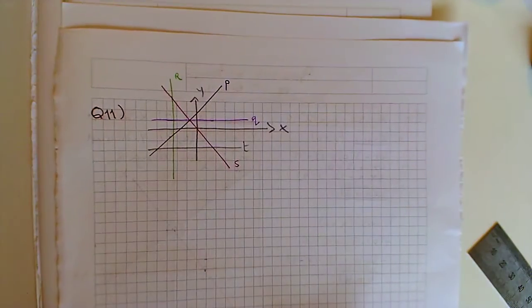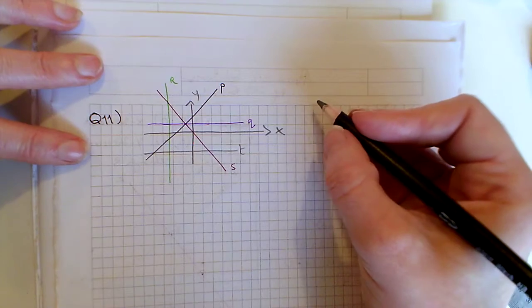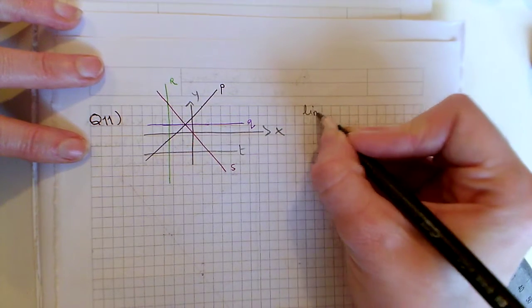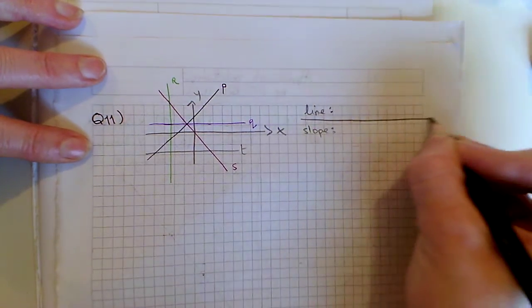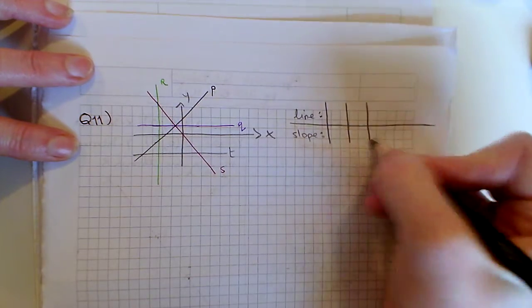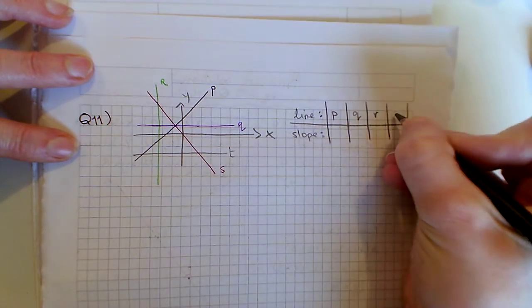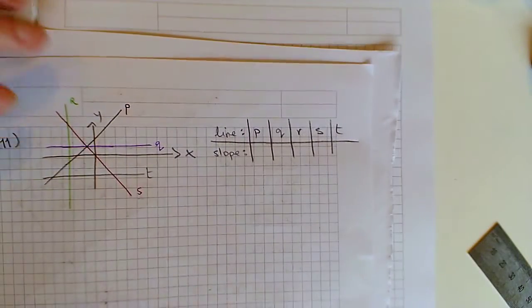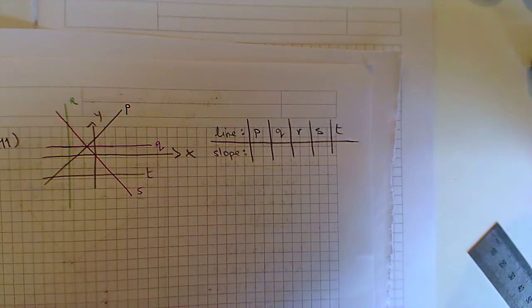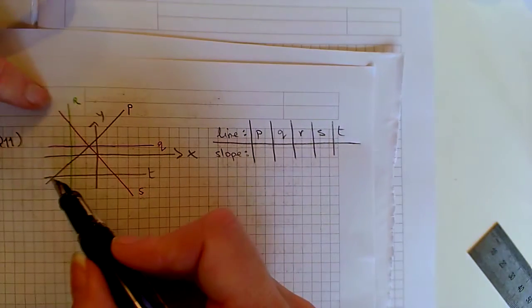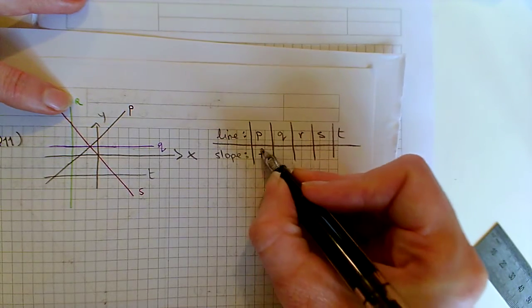Okay, so this is what the diagram looked like more or less, and we had a table to fill in, and they just asked if the slopes were negative, positive, 0, or undefined. So we have the lines P, Q, R, S, and T. So remember what the slope means. It's a measure of how steep a line is. And so my line P, it's sloping upwards. I'd be climbing up a hill if I was cycling a bike. So this will be a positive slope.